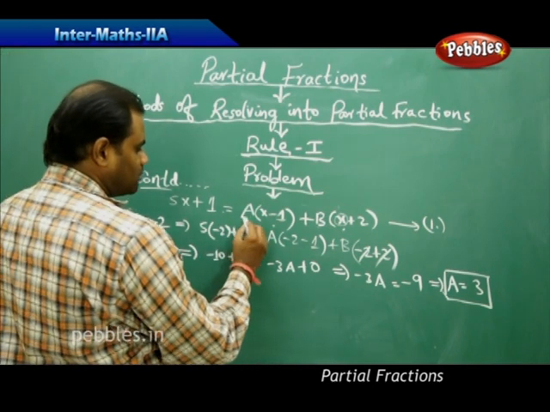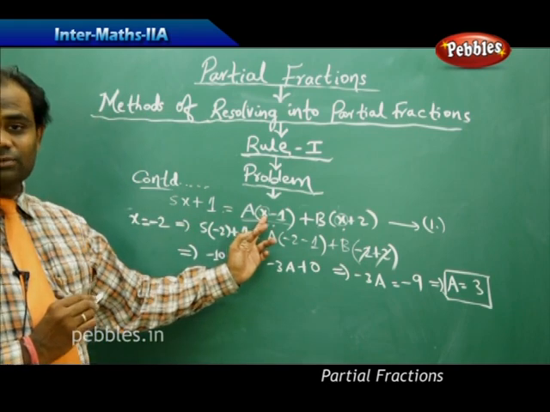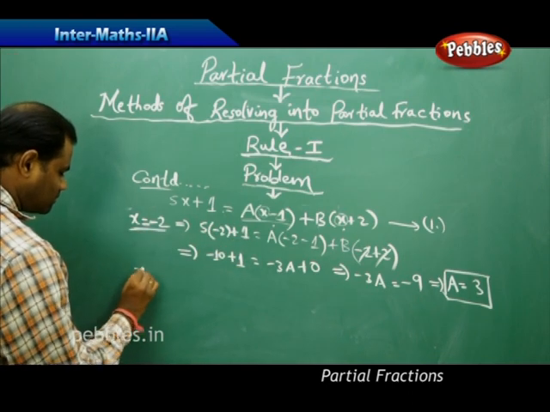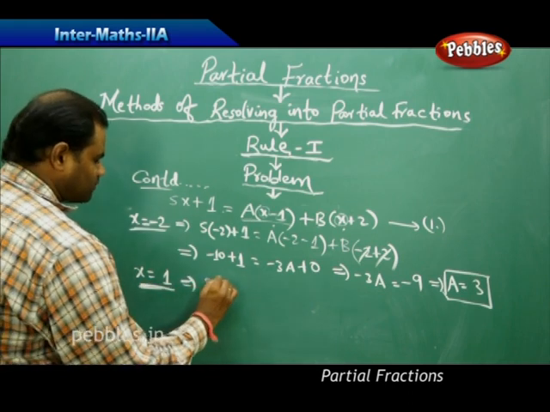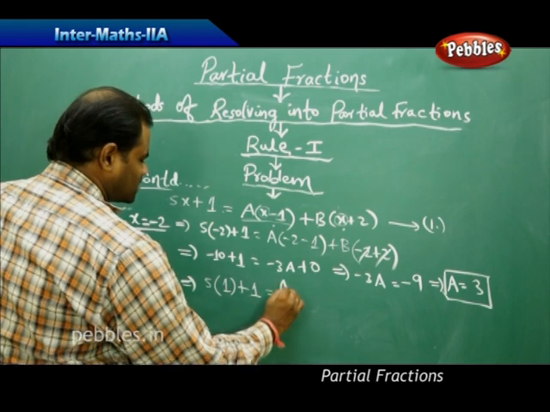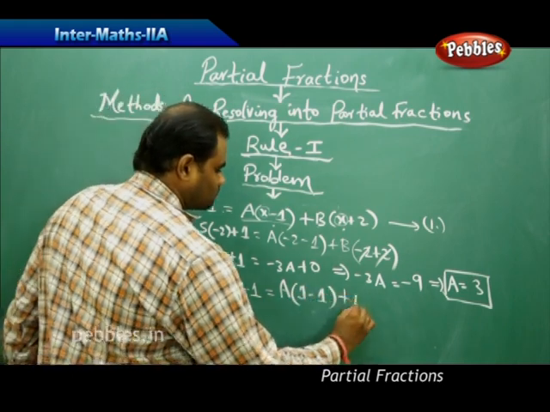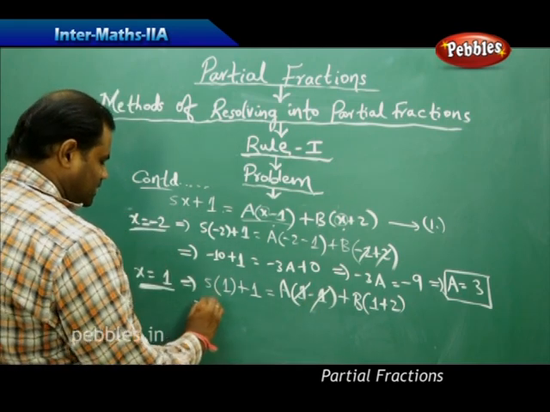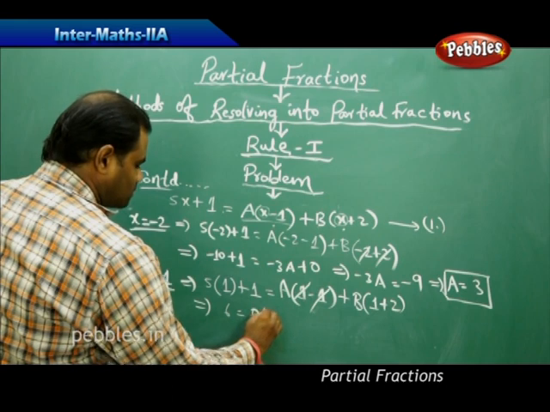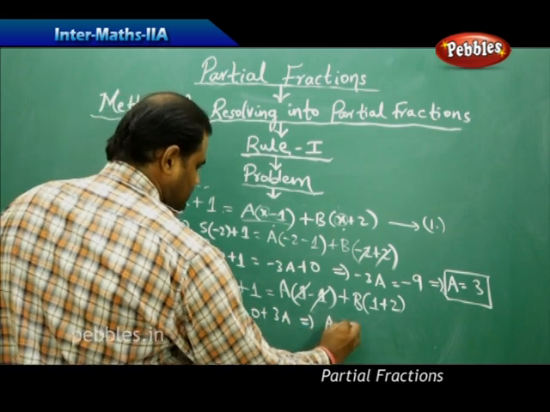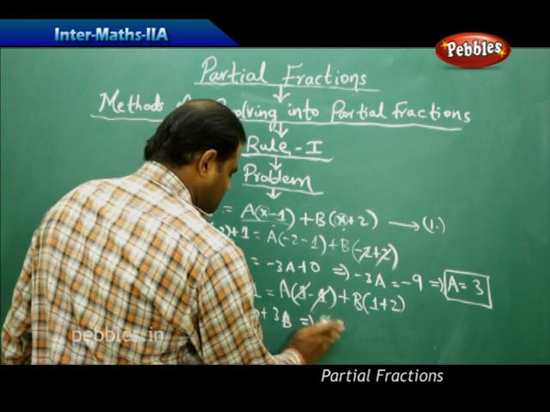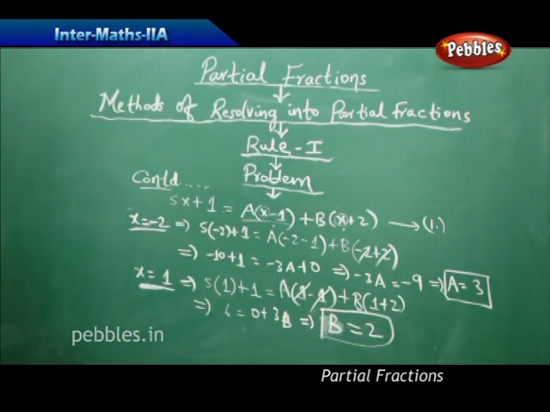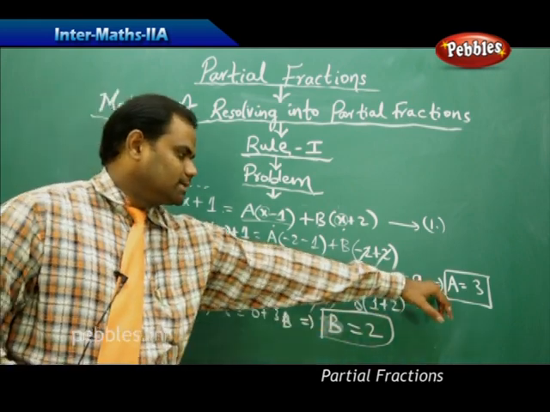Now next, my target is to eliminate a. Therefore, I substitute x equal to 1, then I get 1 minus 1 as 0, thus eliminating a. So x equal to 1 implies 5 times 1 plus 1 is a times (1 minus 1) plus b times (1 plus 2). Thus, this gets cancelled and I get 5 plus 1, which is 6, is 0 plus 3b. That implies 6 is 3b, and that implies my b is equal to 2 on further simplification. So b is equal to 2.